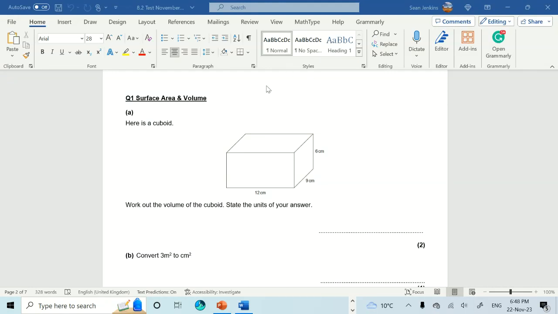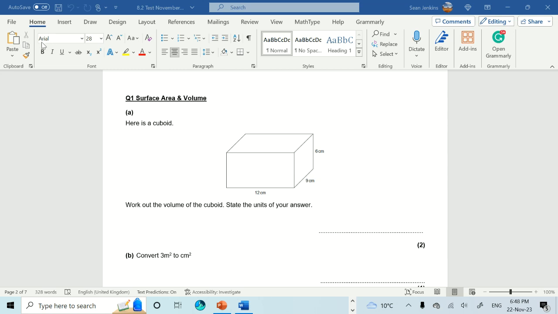Okay, here is a practice test paper for possibly year 7, year 8. Here are some questions on surface area and volume. To start with, here is a cuboid. Work out the volume of the cuboid, state the units of your answer.